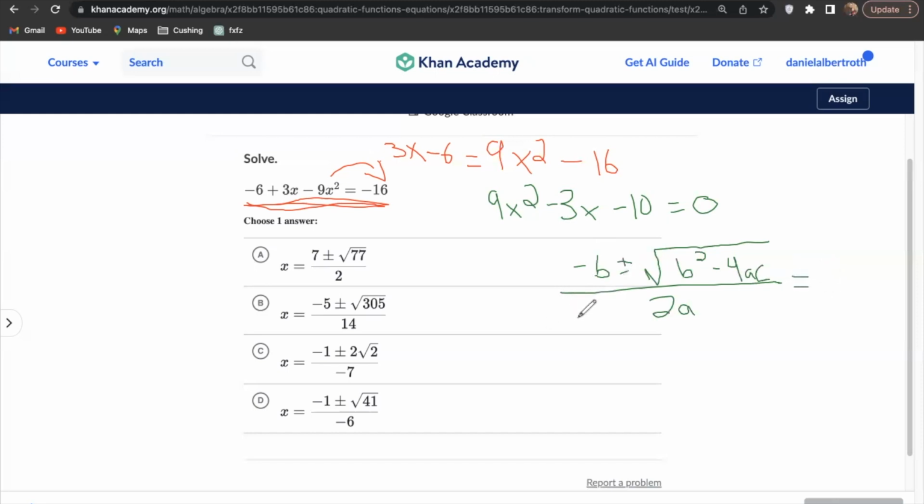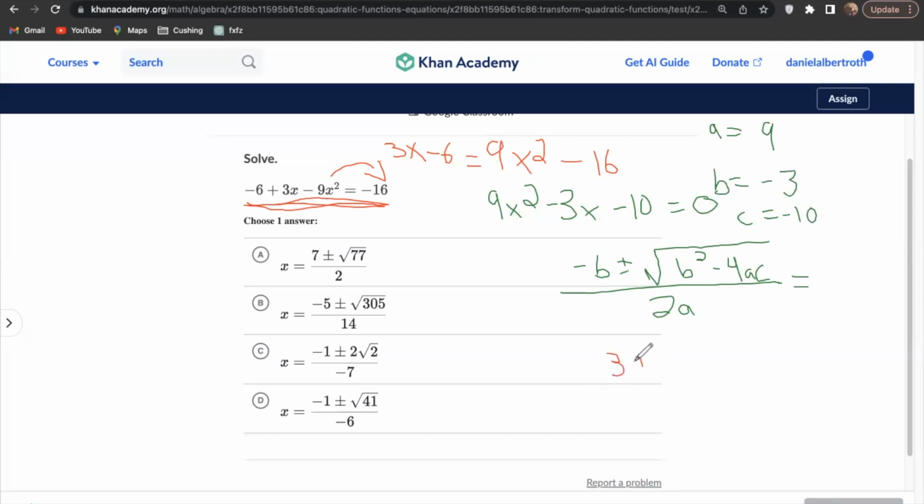So what I'm going to do, so negative b is negative 3. So let me just get all my variables identified. So a is 9, b is negative 3, and c is negative 10. So what that's going to allow me to do is just plug everything into this formula. So negative b is negative negative 3. Those cancel to positive 3.